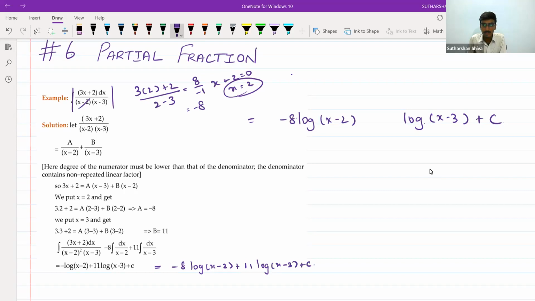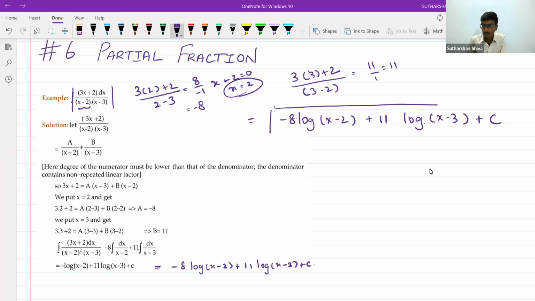Then I will substitute x is equal to 3. 3 into 3 plus 2 divided by, in this part, 3 minus 2. It will become 9 plus 2 is 11 by 1, which is equal to 11. So plus 11 log. My final answer is going to be like this.